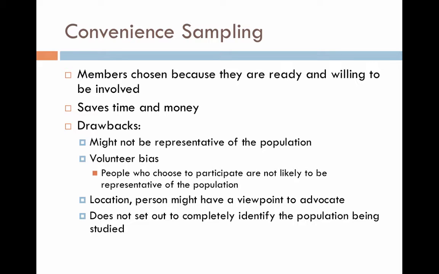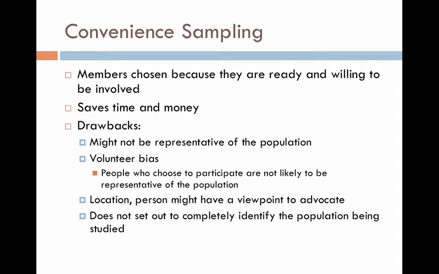There's a volunteer bias. And so one of the things is that people who choose to participate are not necessarily likely to be representative of the population as a whole. And so you're dealing with whatever personal traits or feelings people have towards the things you're studying that urges them to volunteer to participate. Another thing to consider would be location. Sometimes if you were to do a survey outside of a polling place, the person might have a viewpoint they're very interested in advocating for.